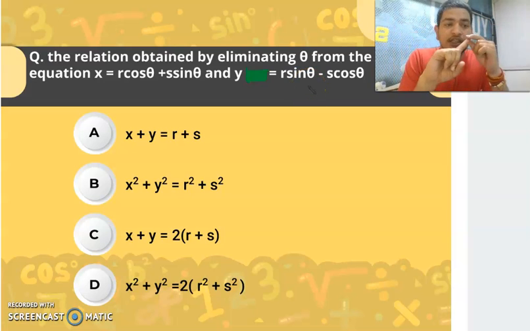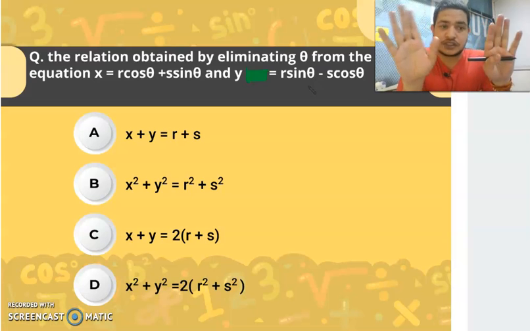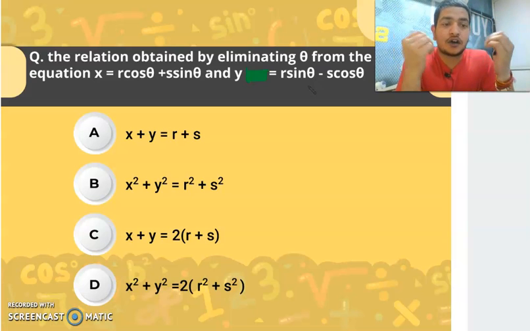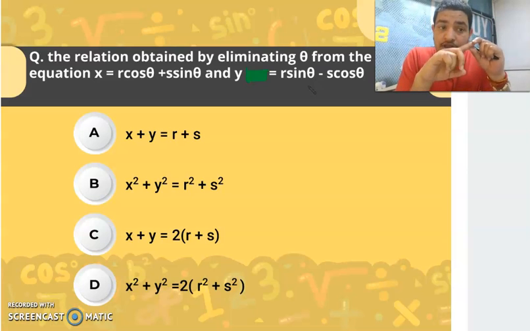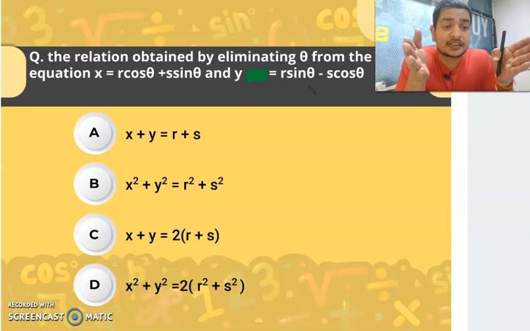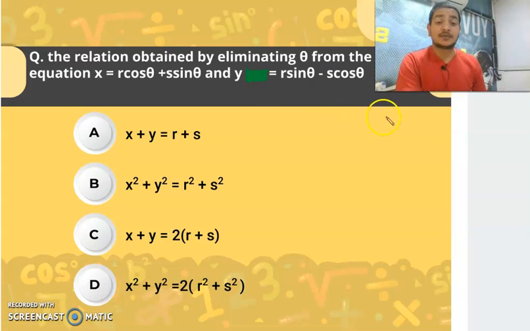So first, we understood what the question is asking. How will we eliminate this one? First thing, we will use algebraic identities, and second thing, we will use trigonometric identities. Here cos theta and sin theta are given, so which identity will we use? The identity we will use here is nothing but what?